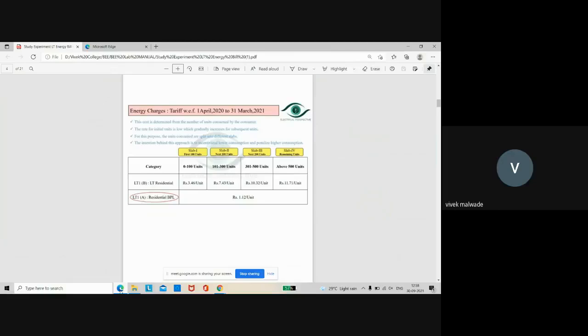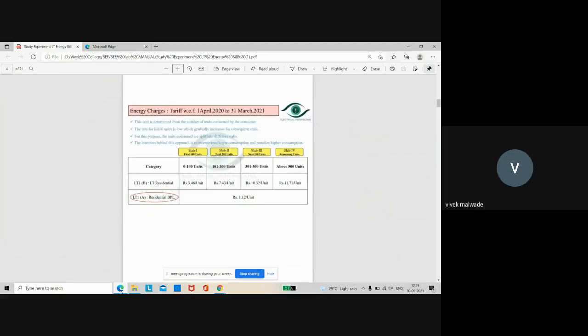For this purpose, the units consumed are split into different slabs. As I already told you, the intention behind this approach is to incentivize lower consumption and penalize higher consumption. Means उनका इंटेंशन यही है कि आप अपनी जो इलेक्ट्रिसिटी आपके घर में आ रही है वो जितना मिनिमम यूज कर सकेंगे उतना वो चार्जेस कम है. अगर आप बहुत ही ज्यादा एनर्जी यूज कर रहे हो तो चार्जेस बढ़ते हैं, उसके हिसाब से स्लैब बढ़ा है. This is for the sake of saving electricity, which is socially a good thought.